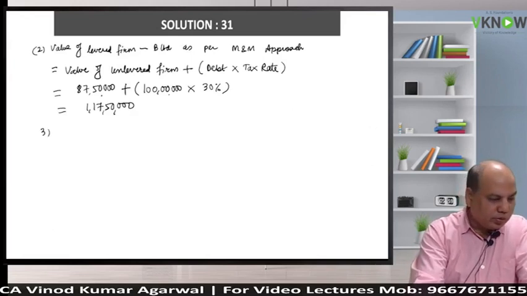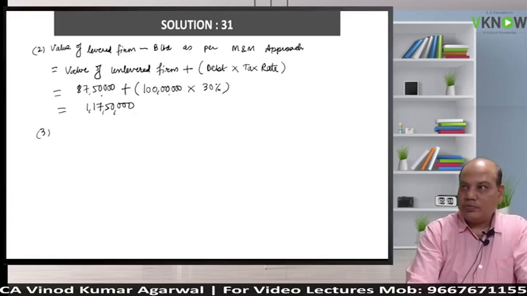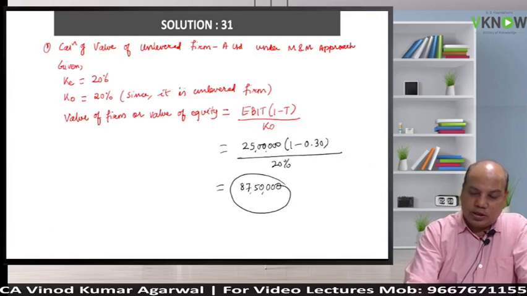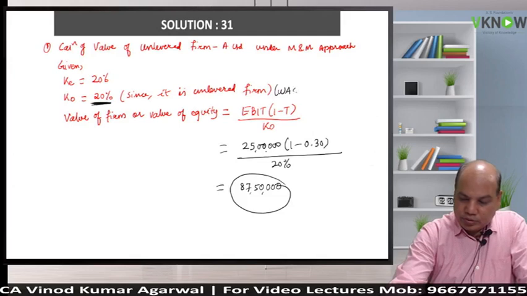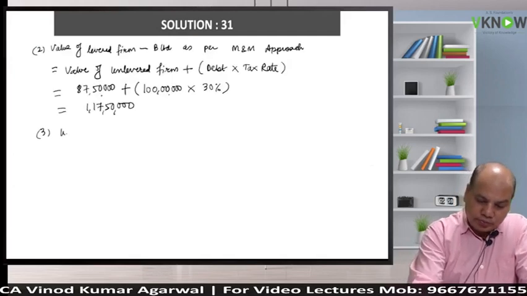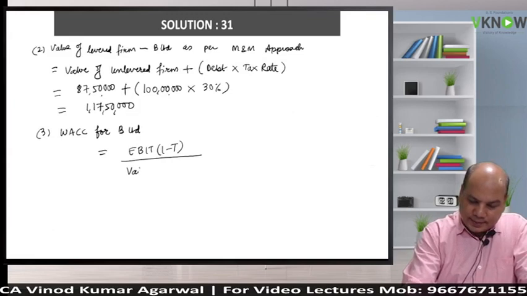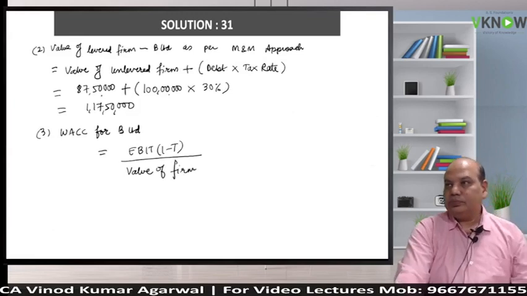Then they have asked you one more question. Weighted average cost of capital for both the companies. For A Limited, we have already answered 20%. 20% is the WACC for A. For B, write down, WACC for B Limited will be EBIT into 1 minus T upon value of firm. Is that right?